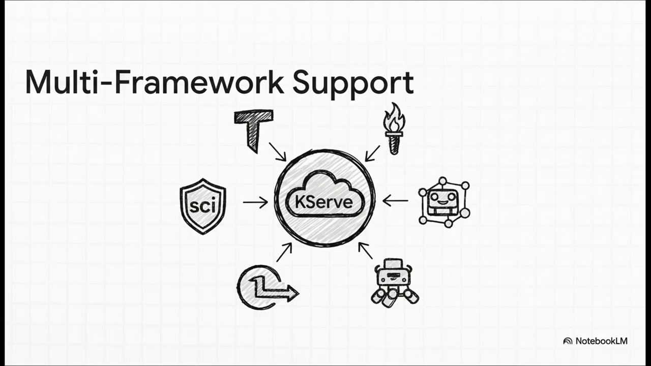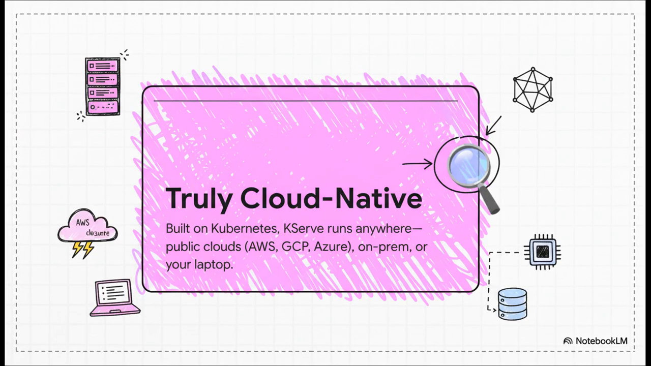KServe is also a jack of all trades. It really doesn't care what you use to build your model, whether it's TensorFlow, PyTorch, Scikit-Learn, XGBoost, or even one of those giant models from Hugging Face. It just works right out of the box. You don't have to write any custom serving code for any of them. And finally, it's what we call cloud native. Now, that's a bit of a buzzword, but what it really means is freedom. Since it's built on top of Kubernetes, you can run your AI models literally anywhere, on AWS, Google Cloud, Azure, in your own private data center, or heck, even on your own laptop. You are never locked into a single provider.